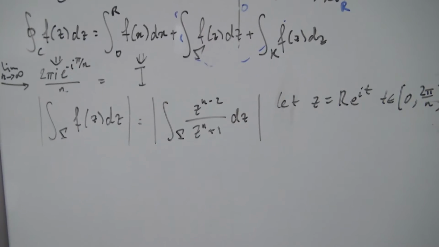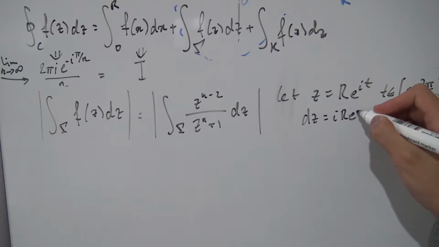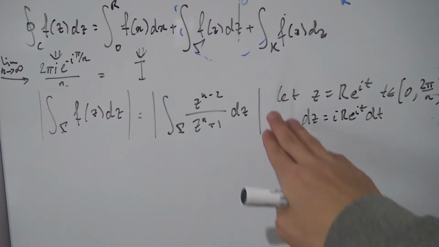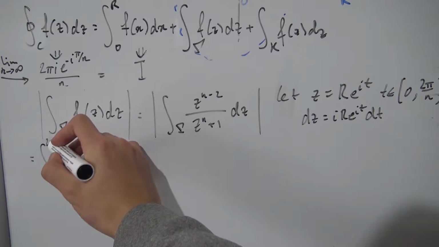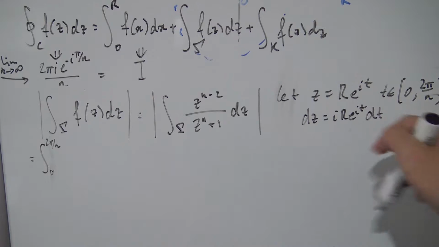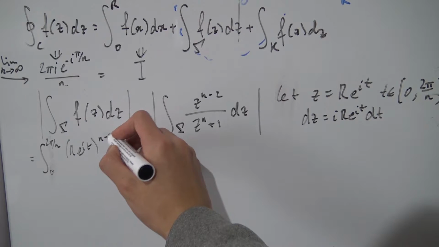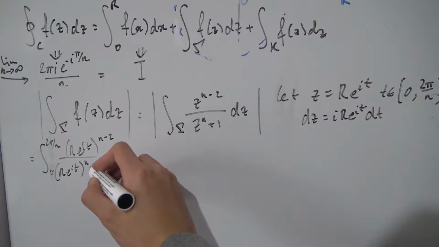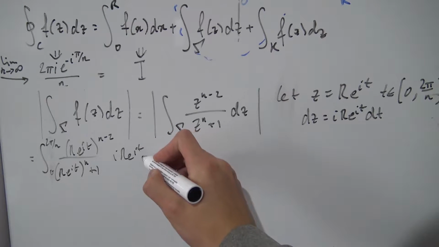So now after we've done that, what we can do is differentiate both sides. So we have dz being equal to i times r e to the it dt. Now, using all this stuff right here, we can substitute it into our integral. So this is the integral from 0 to 2 pi over n. So instead of our gamma right here, we're going from 0 to 2 pi over n right now of z. And z is exactly r e to the it to the n minus 2. And then we have r e to the it to the n plus 1. And then dz, that becomes i r e to the it dt.